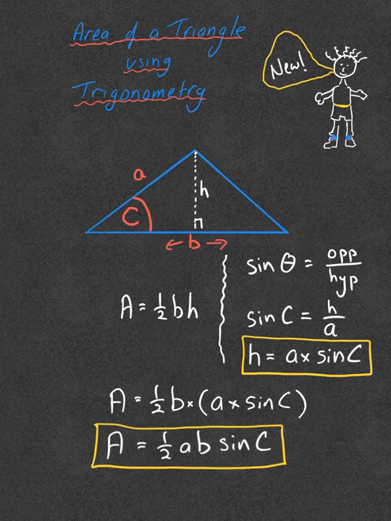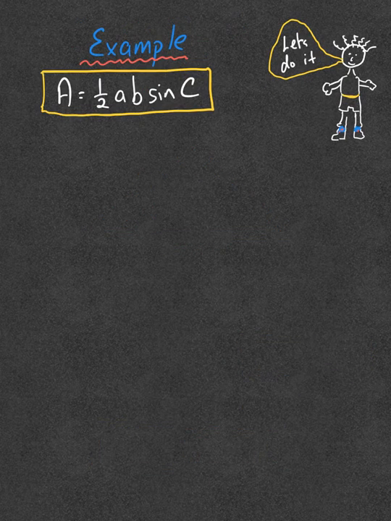Now remembering how we label a non-right angled triangle, these sides A and B and angle C represent the side angle side condition, just like we saw for the cosine rule. So we can use some trigonometry to find the area of a triangle if we know two sides and the angle between them. Okay, let's do an example.